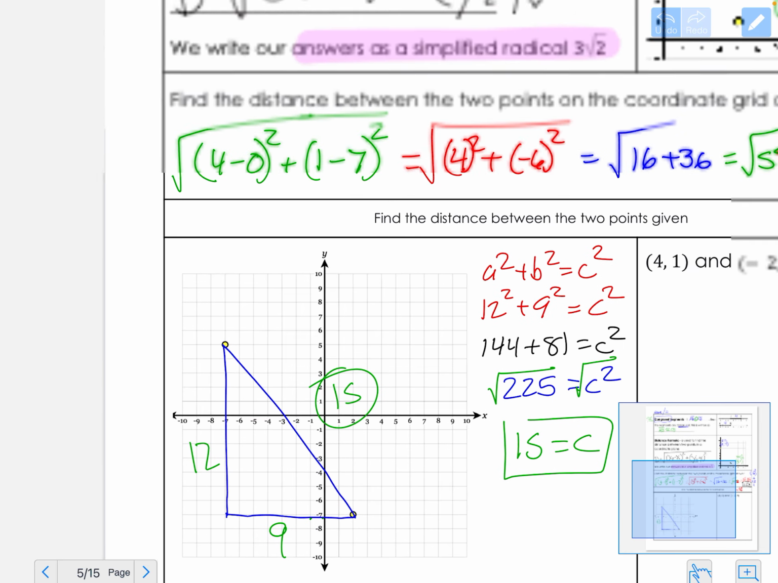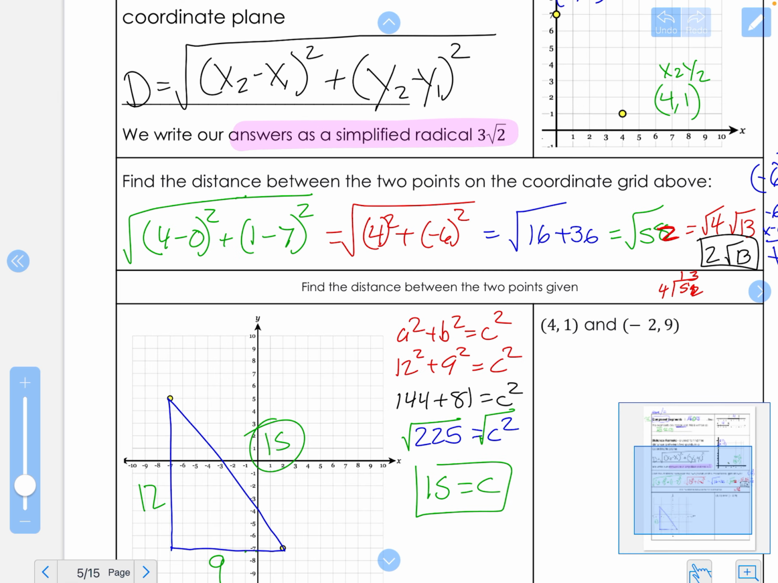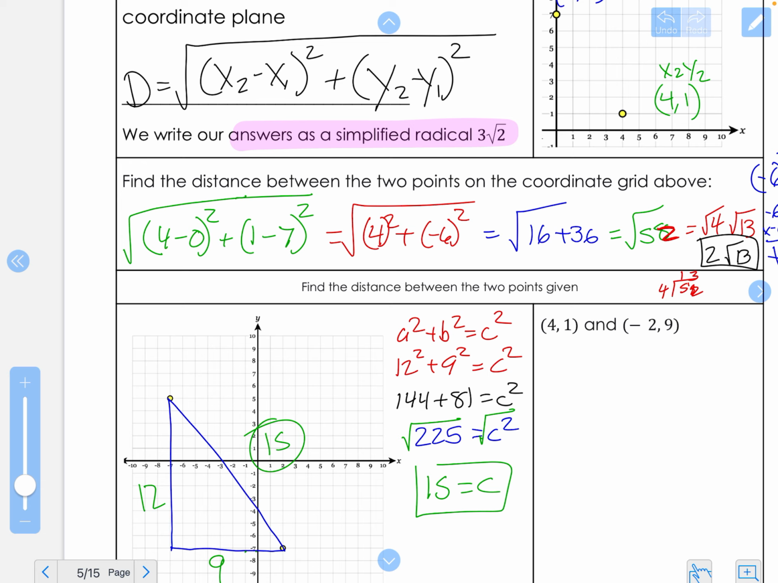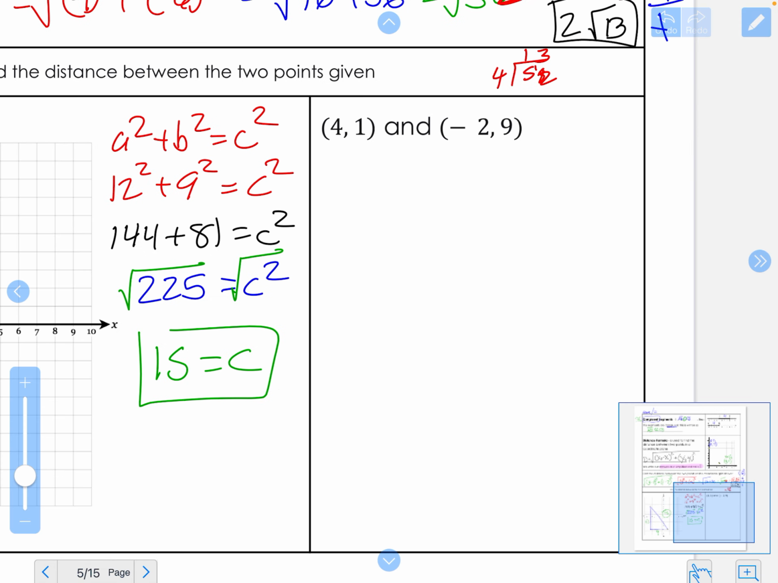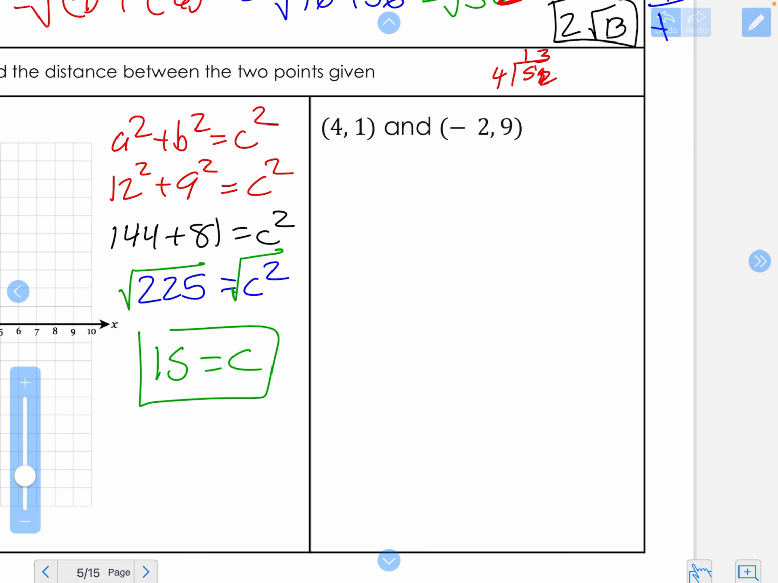So our distance formula is just Pythagorean theorem reorganized. And so if you have a graph, you can use Pythagorean theorem to find your distance. If you don't have a graph, you're going to have to use your distance formula. I want you to try this one on your own and check your answer with the completed notes.